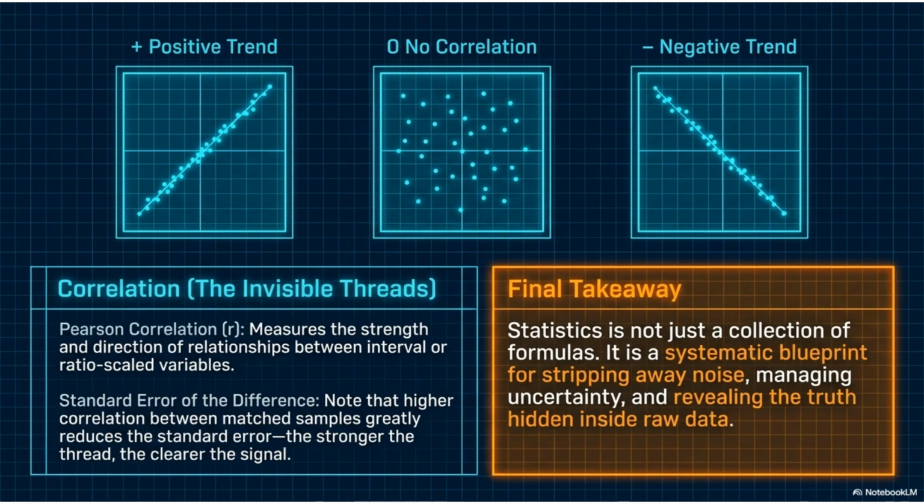Correlation measures the strength and direction of relationships. A positive trend moves together, while a negative trend moves in opposite directions. Ultimately, statistics is a systematic blueprint for managing uncertainty and revealing the truth hidden in raw data.